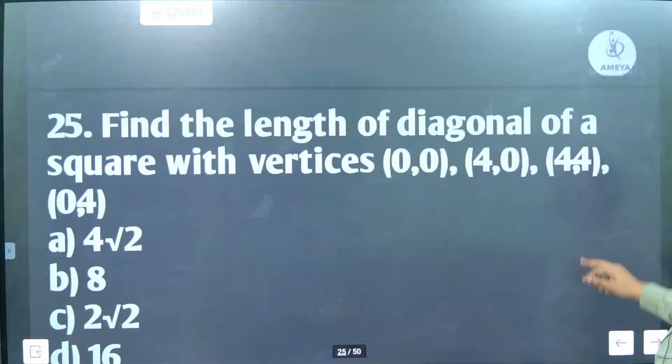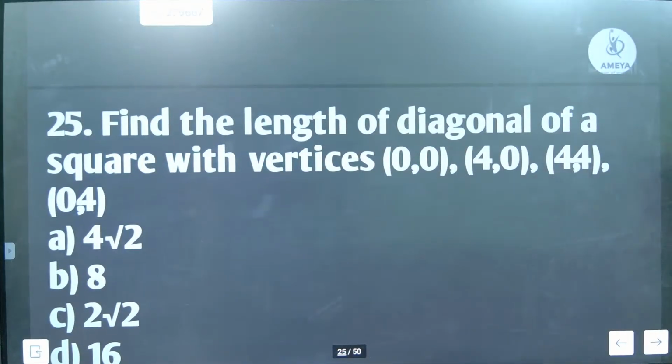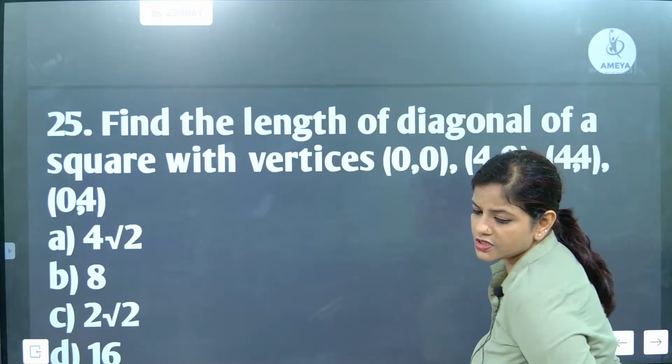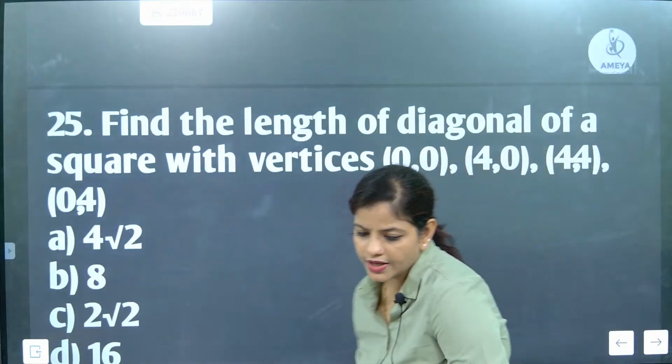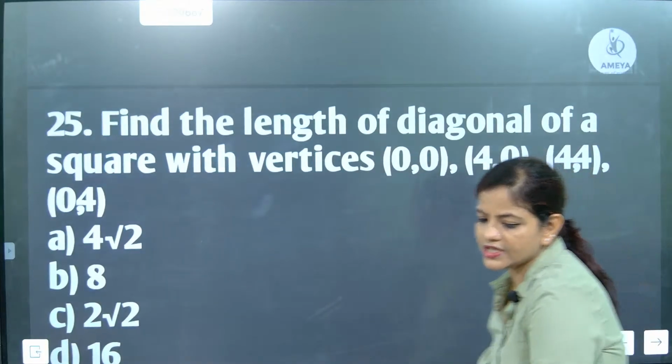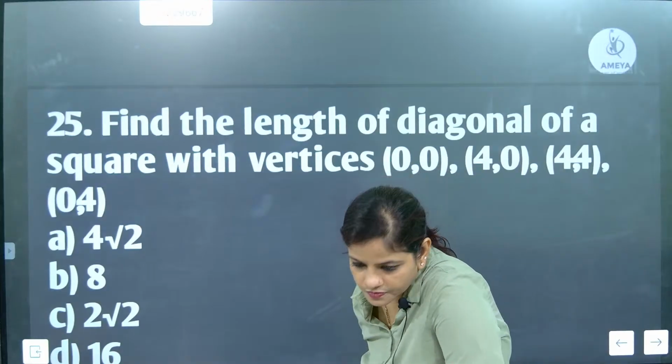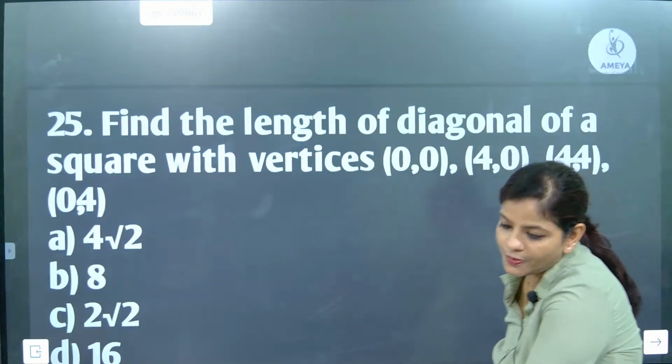You can note down. Now, find the length of the diagonal of a square with these vertices. So you have to draw first. First you need to draw. Exactly. Start solving this question. Lokesh, I'll solve. Everyone try this question, please.